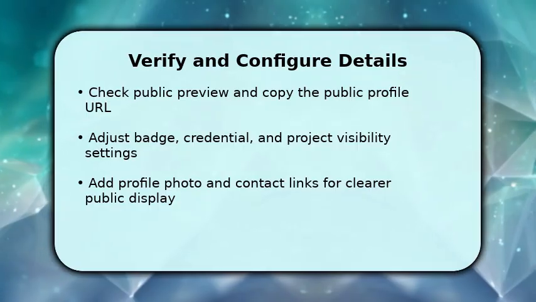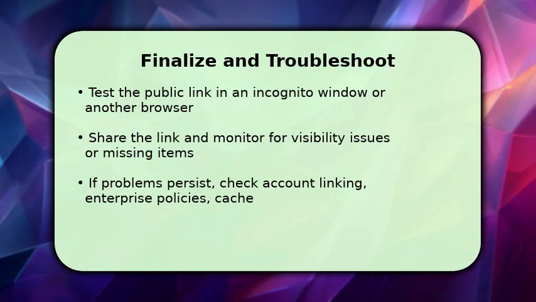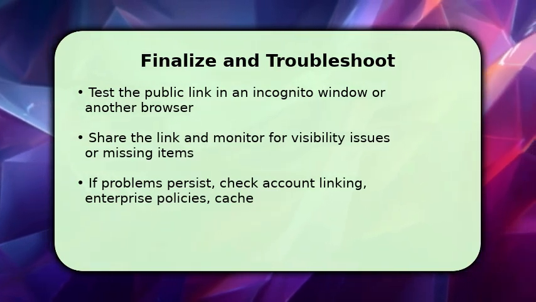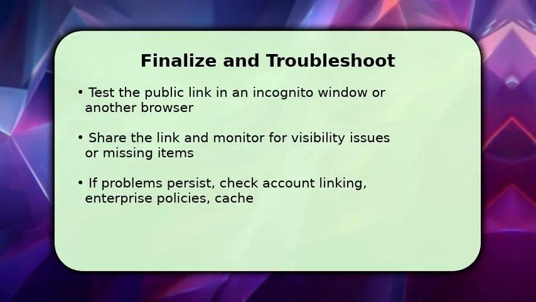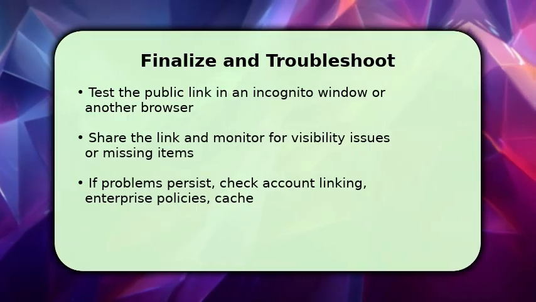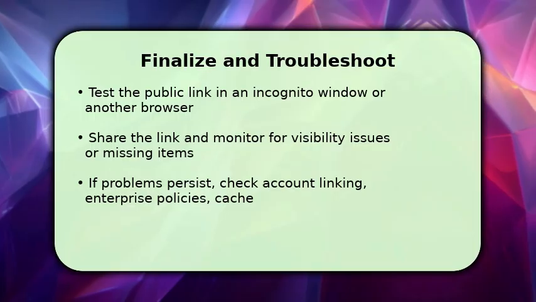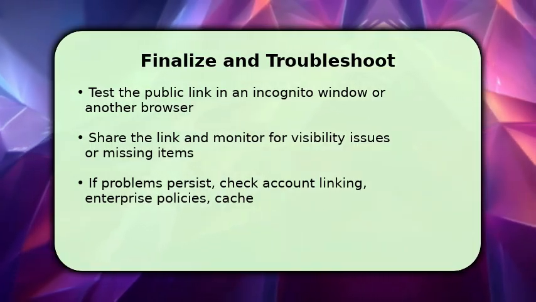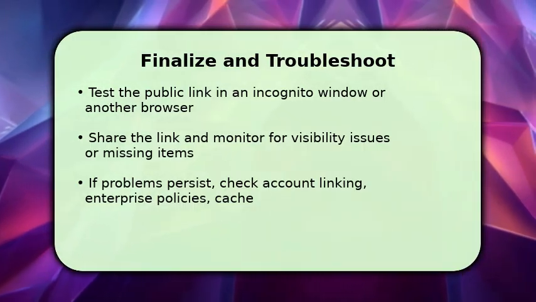Finish by testing the public link in an incognito window or a different browser. You must see the same public view others will. Share the link with a colleague or post it lightly to confirm visibility. If something is missing, clear your browser cache and reload, then recheck individual item visibility toggles. If the profile still won't go public, verify account associations and any enterprise or org policies that might block sharing. Contacting support or your admin is the next step if needed.